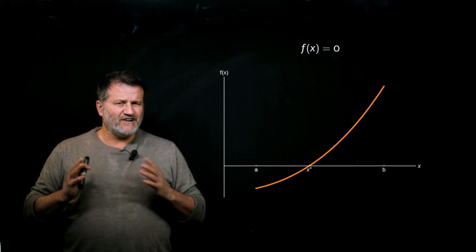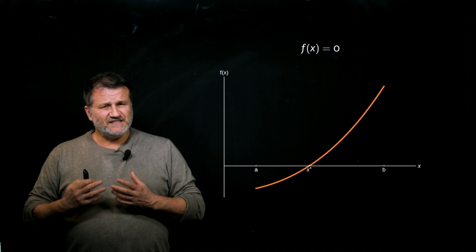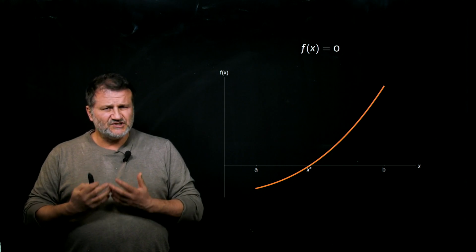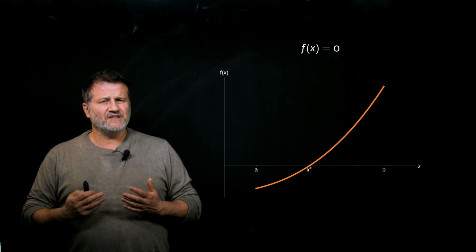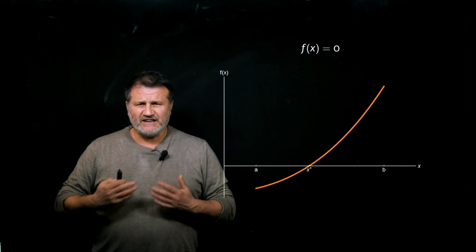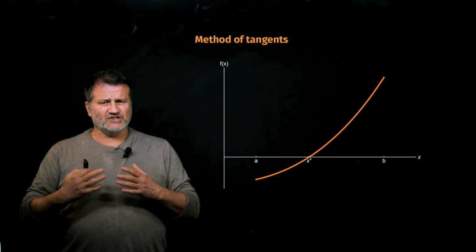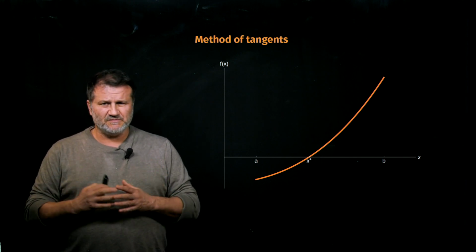I recommend revisiting the video on this topic. Here, we present a new algorithm for numerically solving equations. This method was first described in 1669 by Newton and then progressively extended by various mathematicians, achieving its current form around 1740 thanks to Simpson.